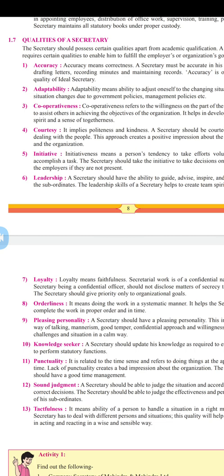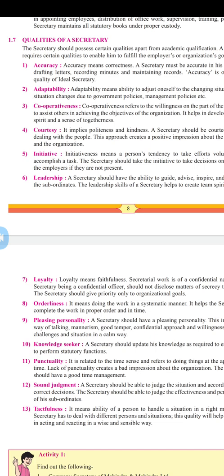Then eighth quality is orderliness. Orderliness means doing the work in a systematic manner. Secretary has a lot of work in an organization. He will be able to complete his task efficiently and in time only if he works in an orderly manner. That's why this is also one of the good qualities, that is orderliness.